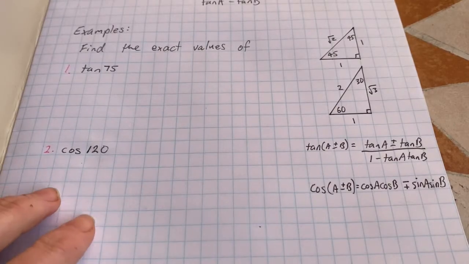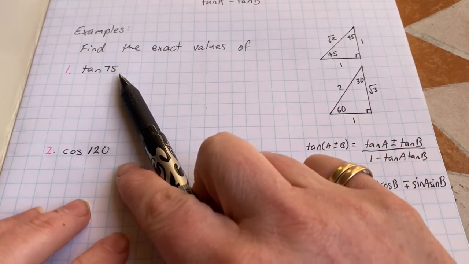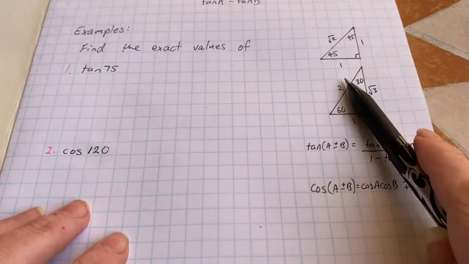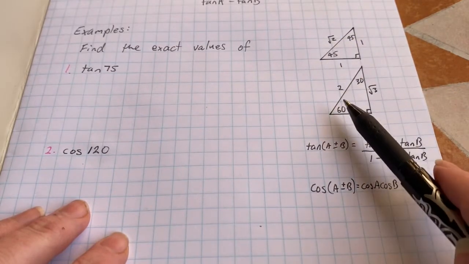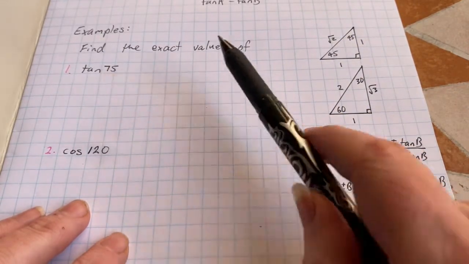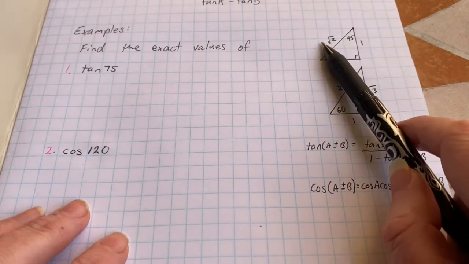So let's look at some examples. So the first one is find the exact values of tan 75. Now, anytime it says exact values, you're looking at your exact value ratios. Now, what we want to do with these generally is look at some combination of 60, 30, and 45.